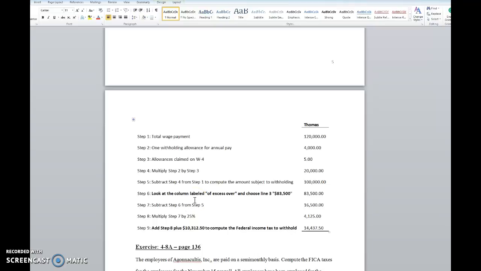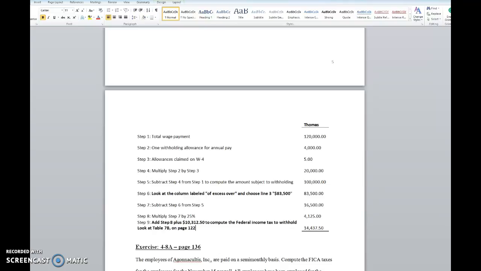for over married. Table 7B, and you're going to do $83,500. We're going to subtract 100,000 minus 83,500. We're going to get 16,500. Multiply that by 25% for 4,125. In this one, we're going to look at table 7B on page 122.